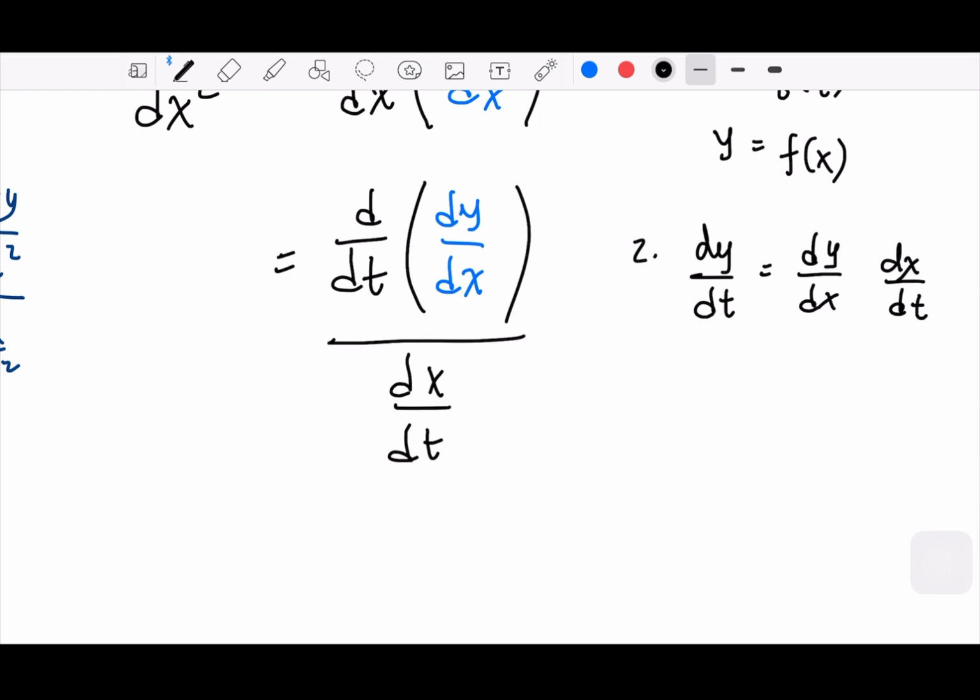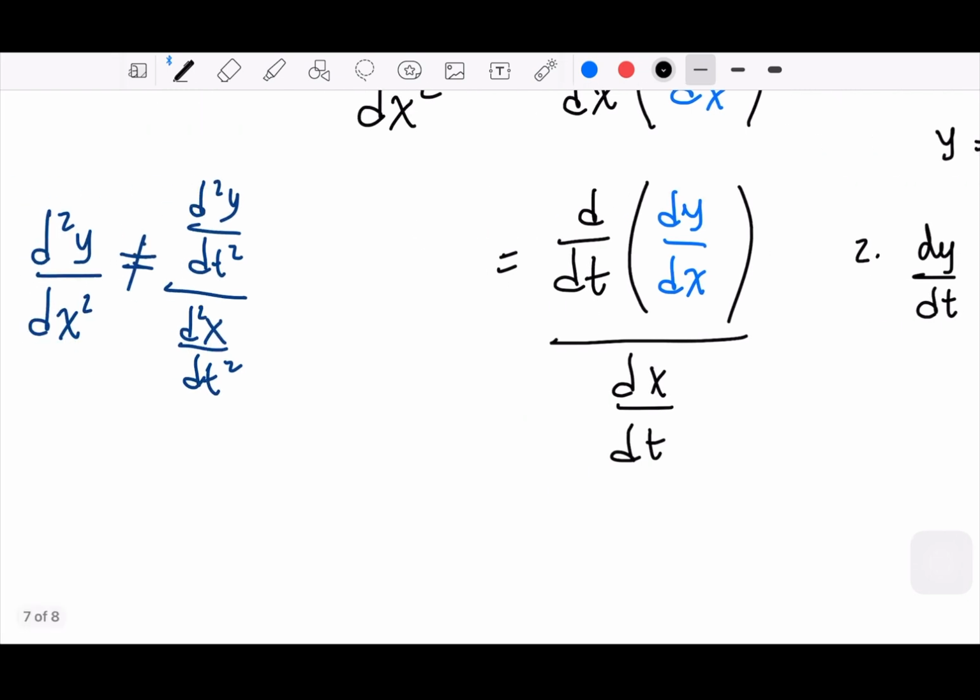I hope this is clear. So, if you have questions that ask about the second derivative, do not go this route. It's not correct by definition, by definition of the chain rule.